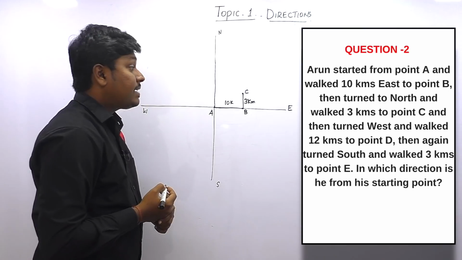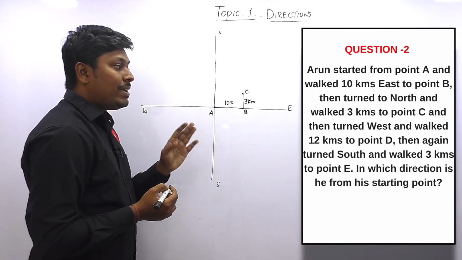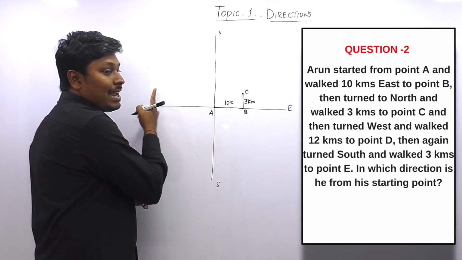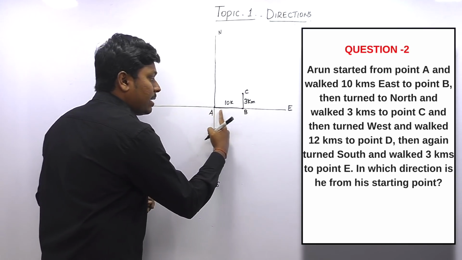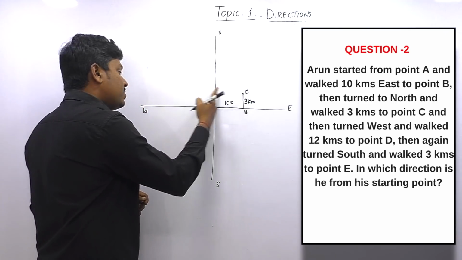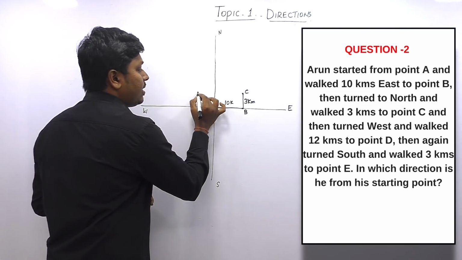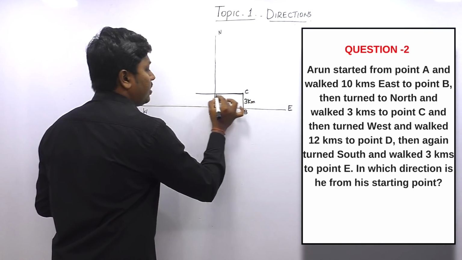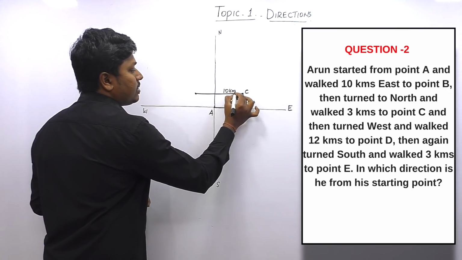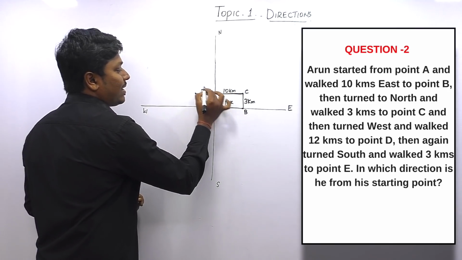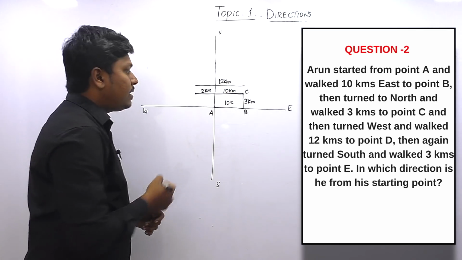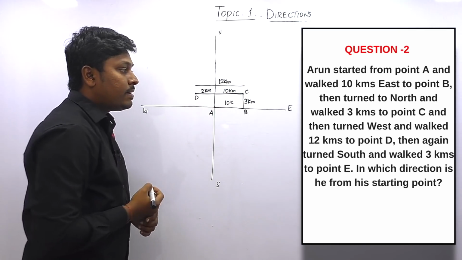Okay. And then turn to west and walks 12 kilometers. So he is turning towards the west direction and walking 12 kilometers. So remember that this distance is only 10 kilometers. So from here, he is walking towards west, that is 12 kilometers. So definitely he will be somewhere else at this point, because this will be 10 kilometers and this will be 2 kilometers. Only then can we say the total distance will be 12 kilometers. Okay. Then they are saying this is point D.